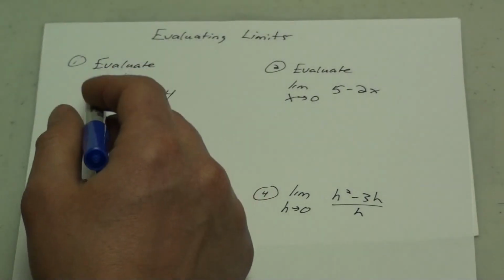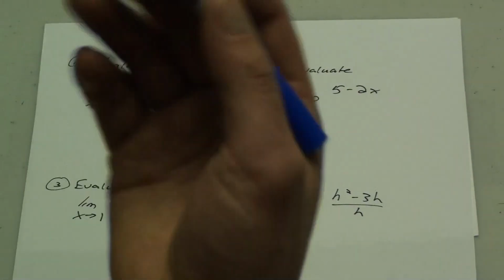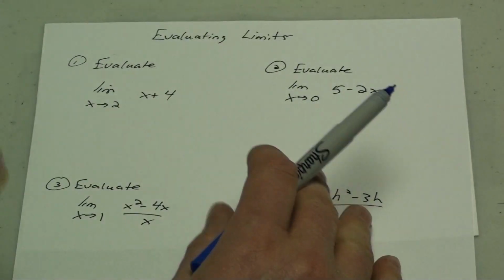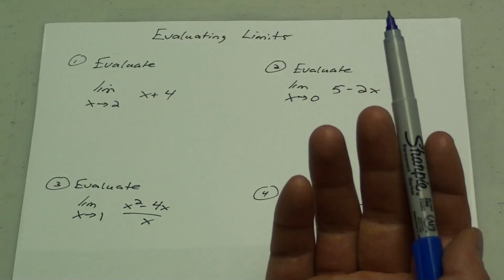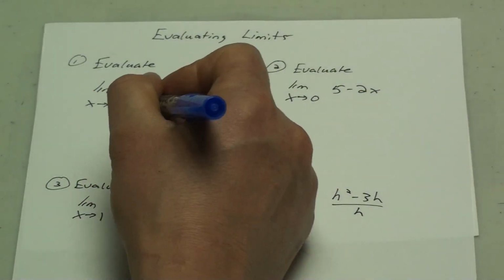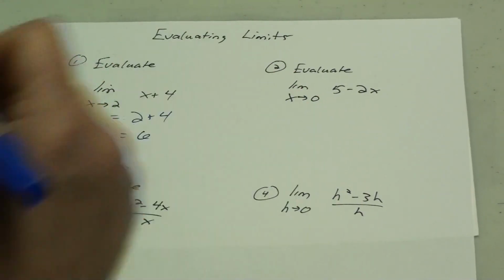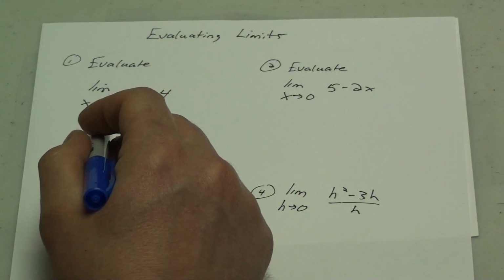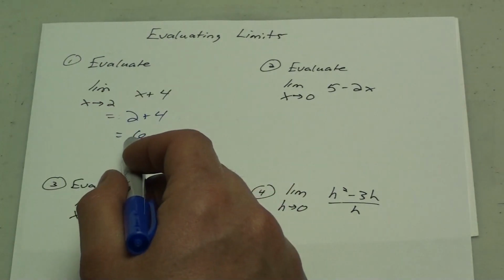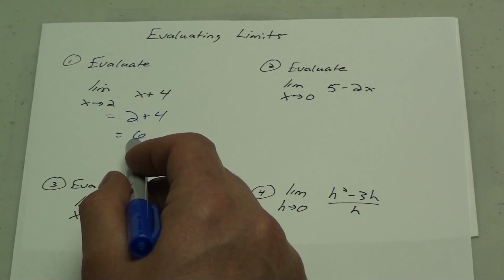So the limit as x approaches 2, most times I'm going to pretend it is 2. So I'm just going to put the 2 into the equation. So it's going to equal 2 plus 4, which equals 6. So as x gets really close to 2, the equation is going to get really close to 6.